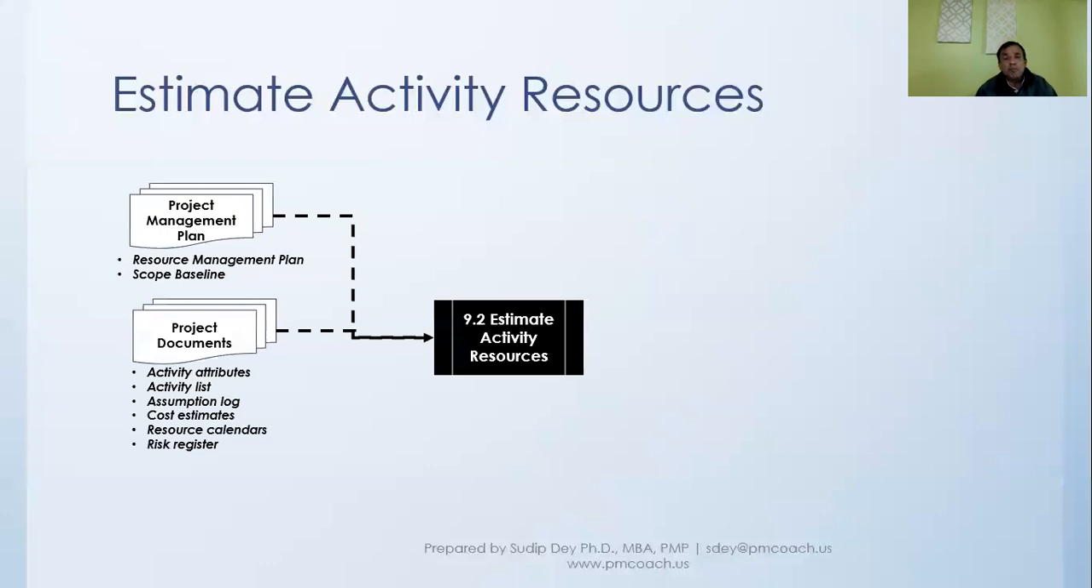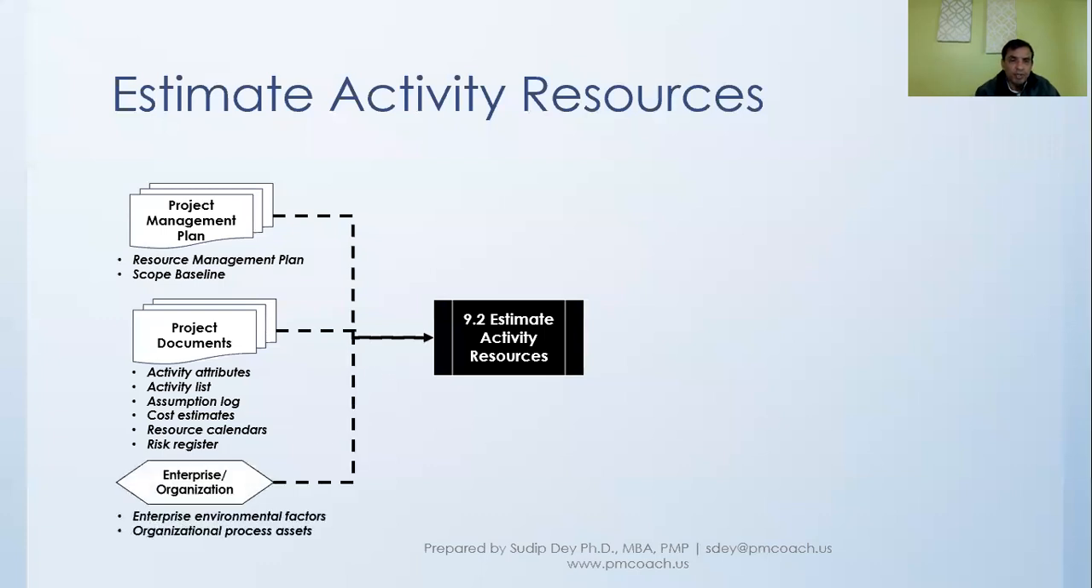Then there will be some project documents that will also come in as input, like activities. Of course, we want to know what the different activities are, what the activity attributes are, and then the cost estimate and resource calendar, because the resource calendar will tell us when the resources will be available, and so on. And of course, the enterprise environmental factors and organization process assets.